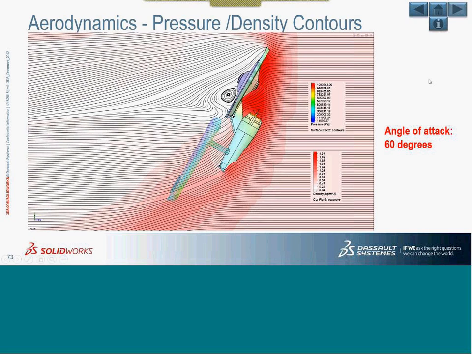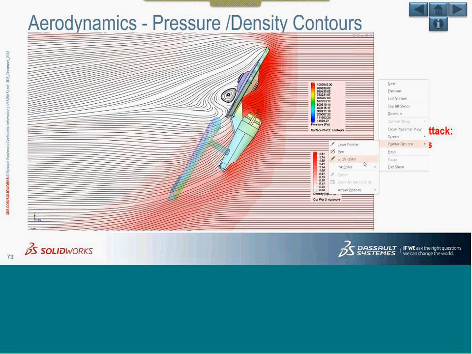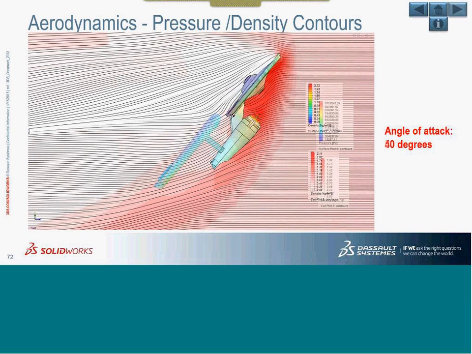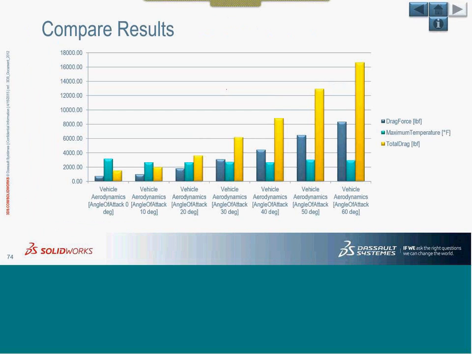But at this stage, you can see a certain amount of recirculation happening here, which is not desirable and can lead to negative pressures, and the vehicle can topple as well. Those kinds of behaviors can also be seen in specific values, where the comparison chart has been given here, showing the drag force, the maximum temperature, and the total drag. If I compare only the total drag, you can see it goes on increasing as the angle of attack goes up. Obviously, this is very high and may not be desirable.